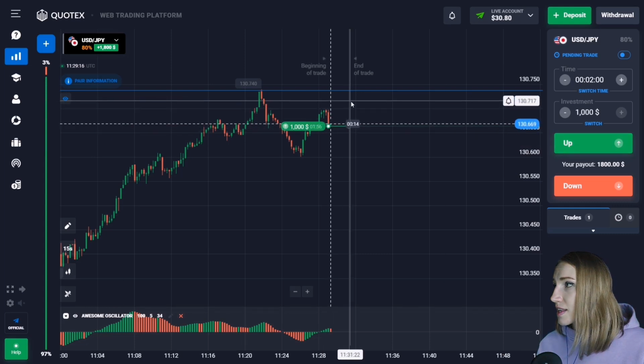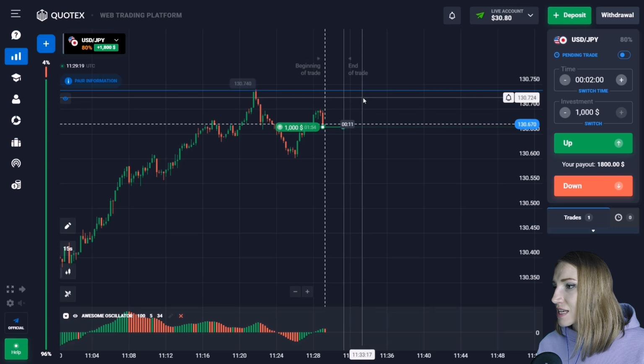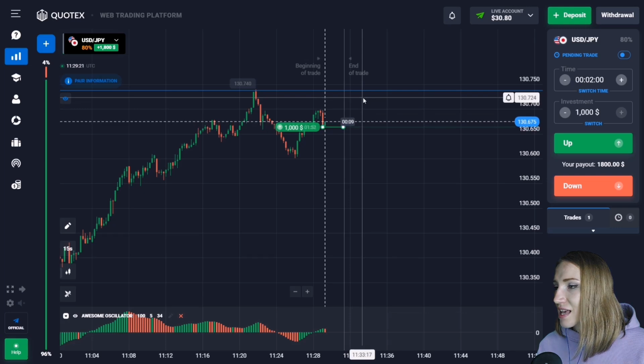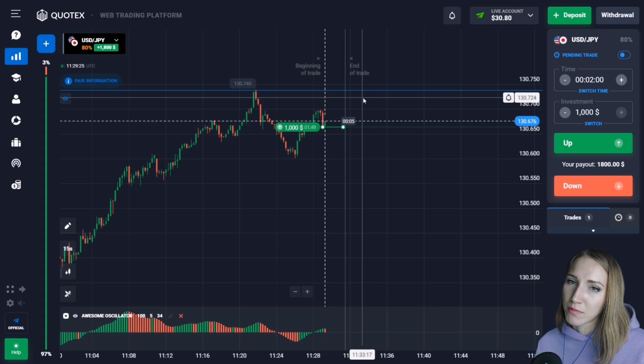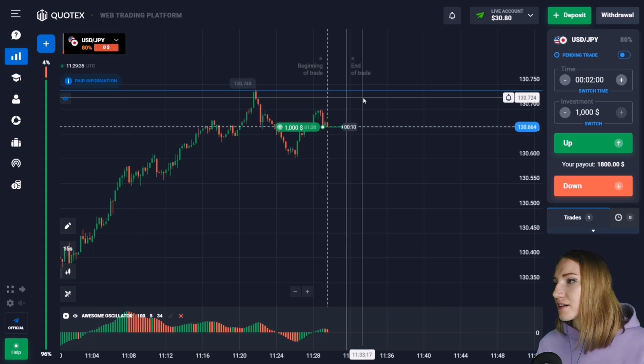So let's open a trade with up for 2 minutes, and I'm sure the price will be moving towards this level and maybe break it through. So this time is also with the result because there can be the pullback down or the small flat here.